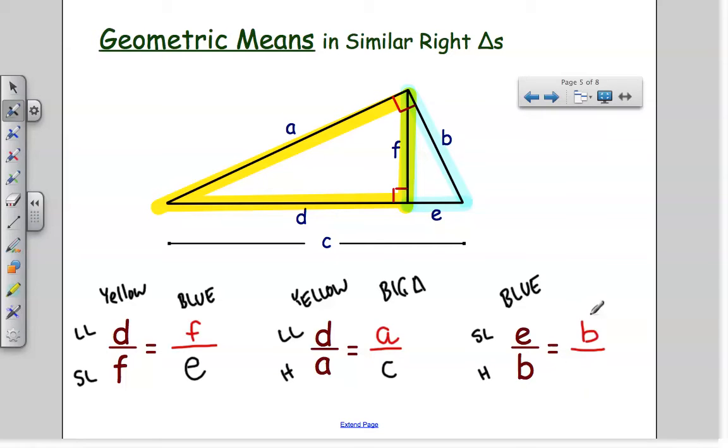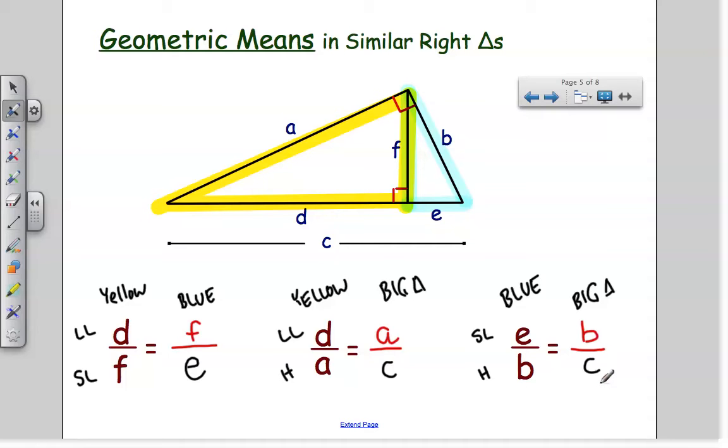So now since B is already here, B must be the short leg of a certain triangle. What triangle is B the short leg of? Well, B is also part of the big triangle, and it is the shorter leg of the big triangle. So to fill in here, I need the hypotenuse of the big triangle. The hypotenuse of this big triangle is this entire side, which is C.